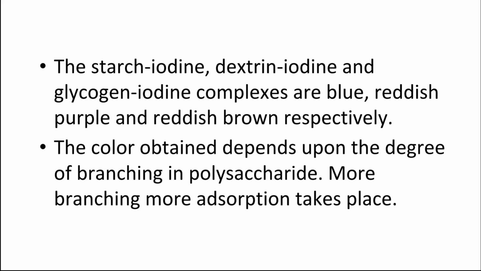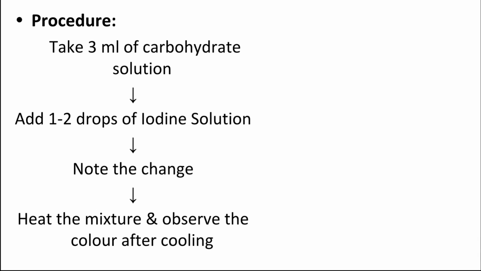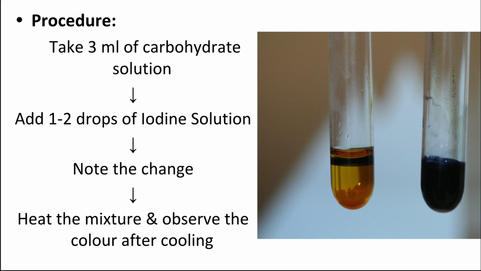So how is the procedure? Let's see. You take 3 ml of carbohydrate solution, add 1 to 2 drops of iodine solution and see whether there is a change. If it is a monosaccharide or disaccharide solution, it will not provide any kind of change. Whatever change occurs, yellowish, will be only based on the color of the iodine. Otherwise, you will see different kinds of colors. Later on, you heat the mixture marginally and observe what happens to the color. So these are the different types of colors that you can obtain.